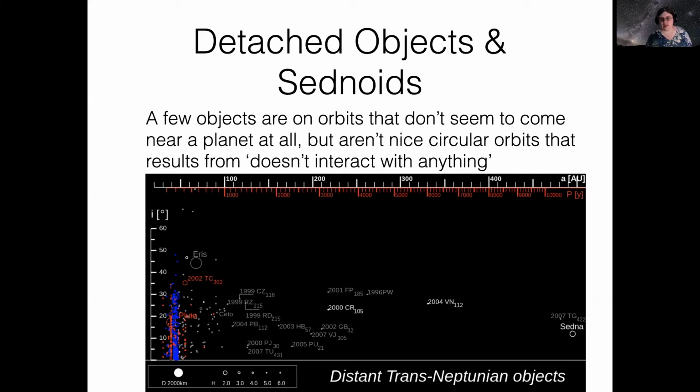So objects on Sedna-like orbits are often called sednoids. Again, it's when in doubt, if you're an astronomer, name it after the first one you find. You can see we changed the scale here. Now the Kuiper belt is much, much narrower. We're going out to hundreds of astronomical units. So you can see the scattered disk in kind of gray kind of peters out.